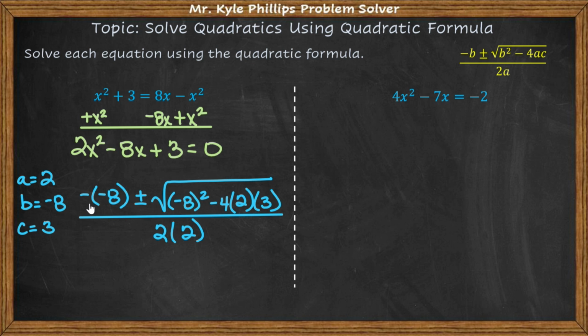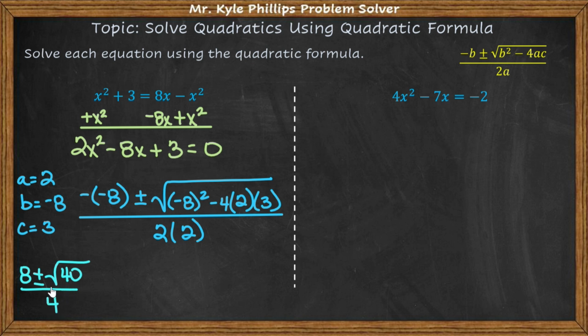So here we can simplify. We're going to have positive 8 plus or minus the square root of negative 8 squared is 64. 4 times 2 is 8. 8 times 3 is 24. So we have 64 minus 24. So it looks like this is going to be 40. And this will all be over 4.